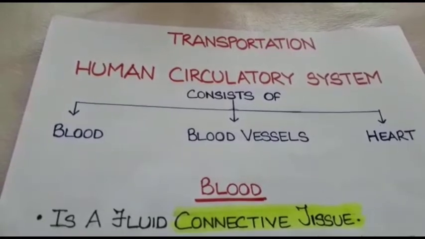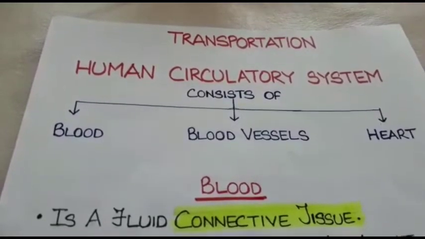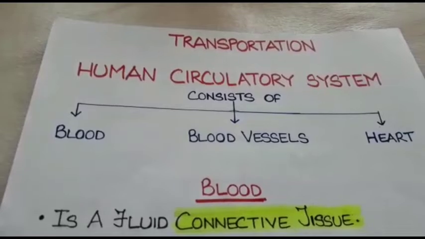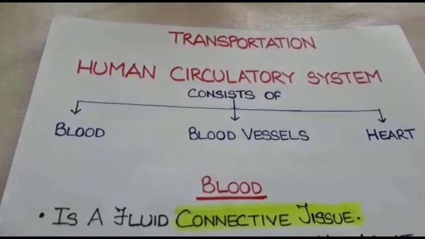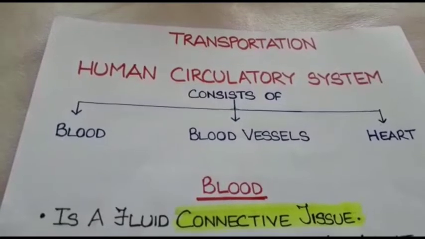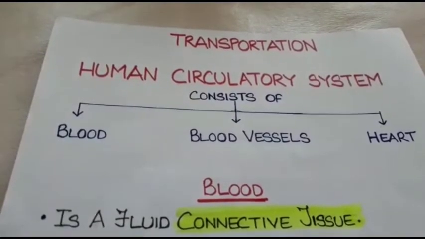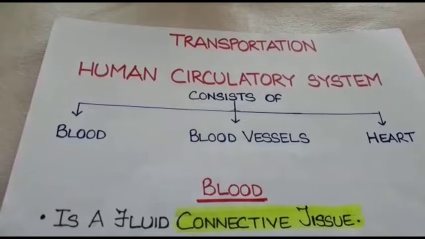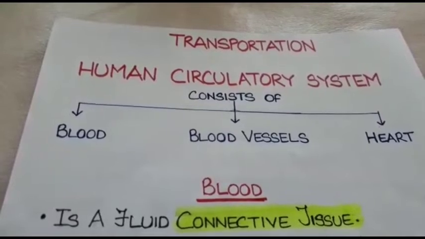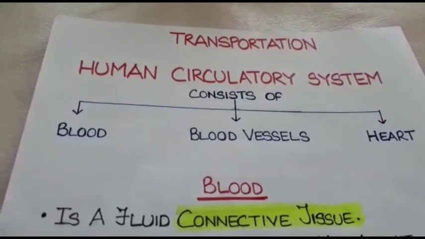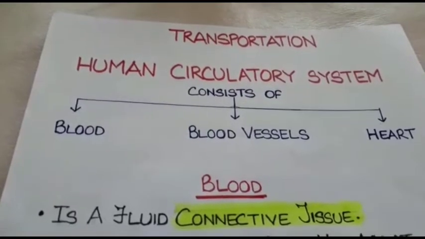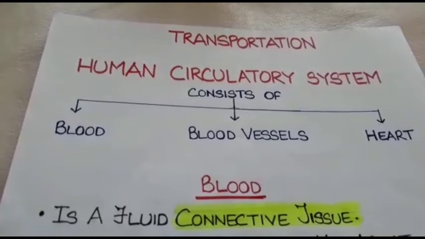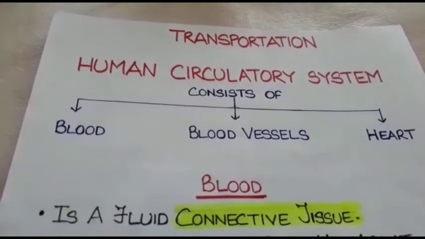Students, in the last video we discussed transportation in plants. This is one of the topics of chapter number 1, life processes. Transportation in plants takes place by the special tissues, that is xylem and phloem. Transportation through xylem is called ascent of sap and transportation through phloem is called translocation.